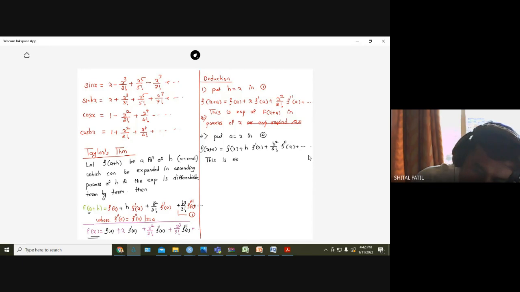This is the expansion of f of x plus h in powers of h. What is the difference of this? We'll understand it in the case of an example. Time being, let me continue.